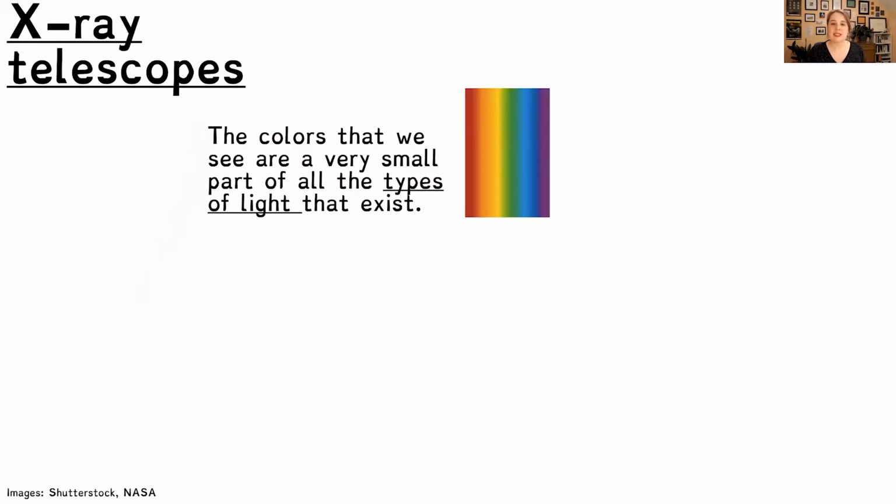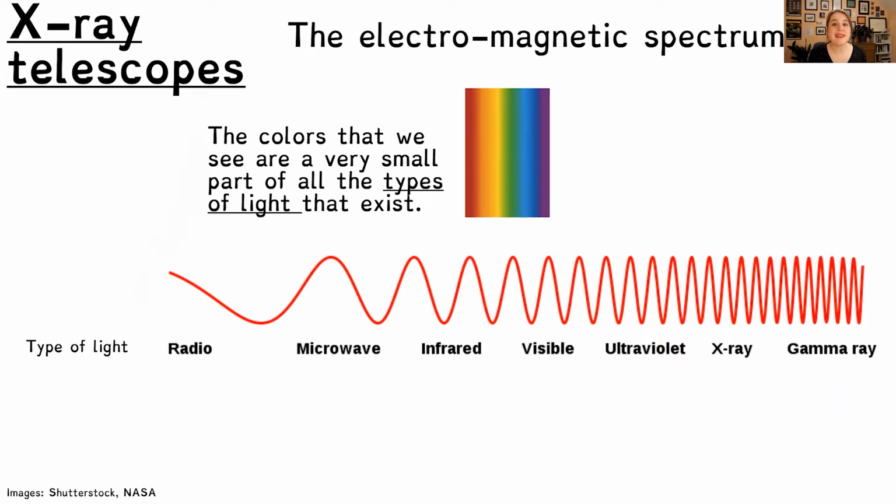And when we talk about X-ray telescopes, we're going to think about this in a little bit more detail. One thing to keep in mind is that all of the colors that we see are a very small part of all of the types of light that exist. We have this rainbow that we're used to seeing, but this is just a very, very small part of what scientists call the electromagnetic spectrum. So all of these types of light are different energies of light: radio, microwave, infrared, visible, like what we're using right now, ultraviolet or UV, X-ray, and gamma ray. These are all different energies of light.